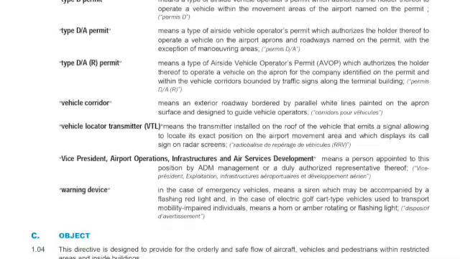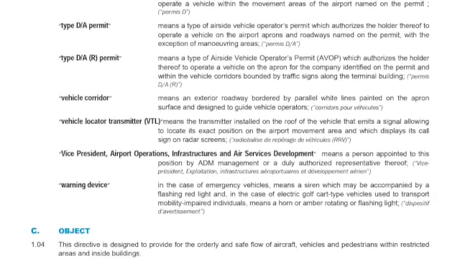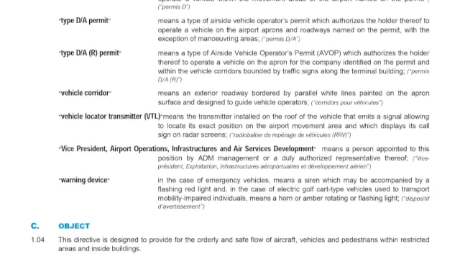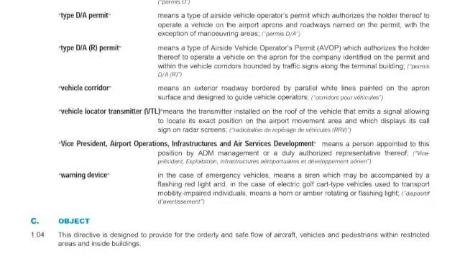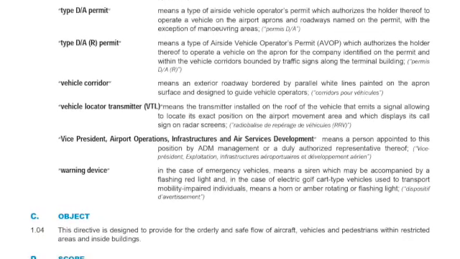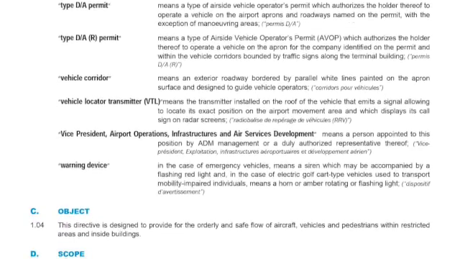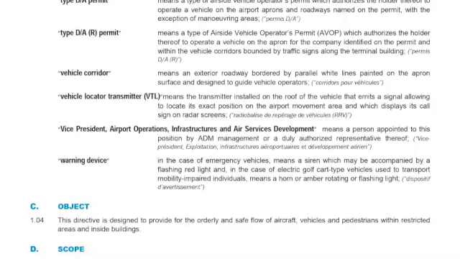Vehicle locator transmitter, VTL, means the transmitter installed on the roof of the vehicle that emits a signal allowing to locate its exact position on the airport movement area and which displays its call sign on radar screens.